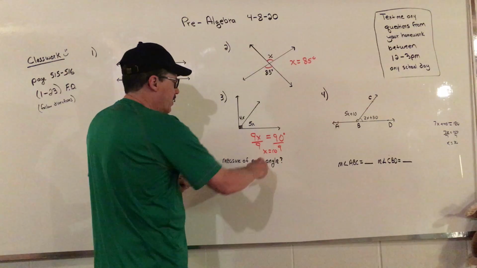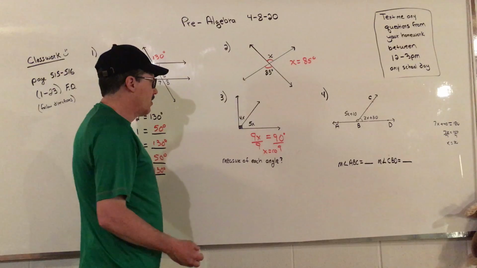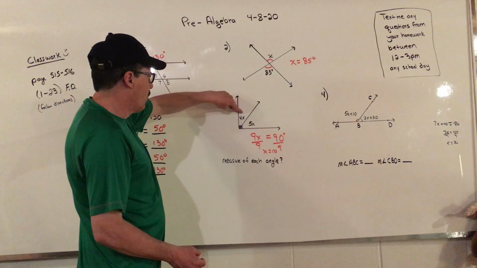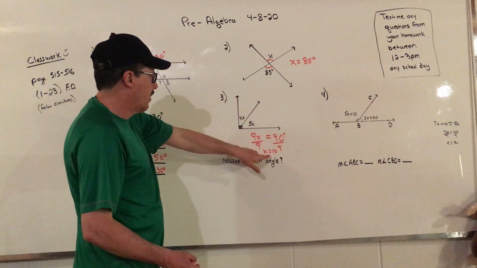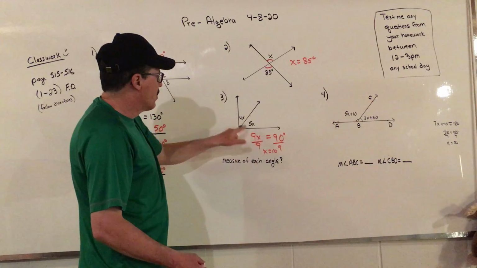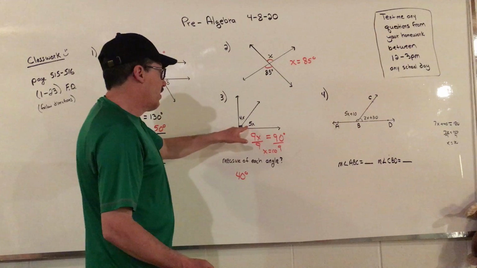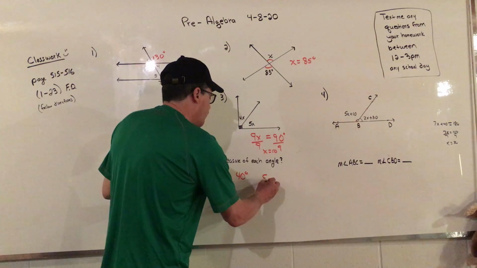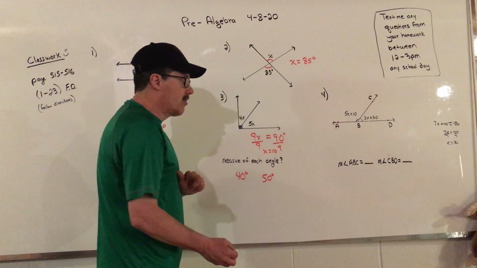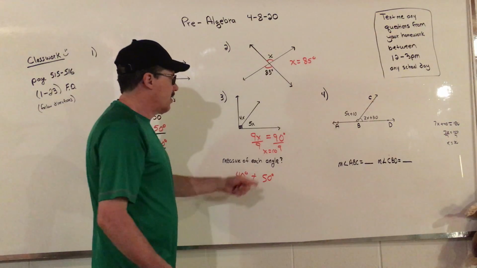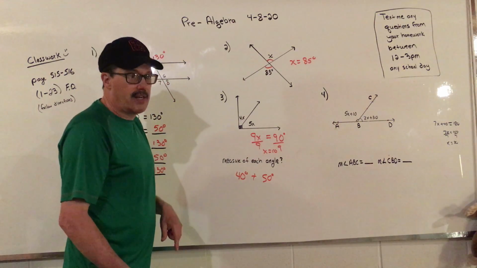Now, if that's all they want, then you're done. But they want the measure of each angle. So the measure of this angle here would be 4 times whatever x is. And down here I found that x was equal to 10. So 4 times 10 is 40, so the first angle would be 40 degrees. And the one down here would be 5 times 10, which would be 50 degrees. Now a good way to check yourself is that when you add these two together, you had better come up with 90 degrees because that's what they said up here.